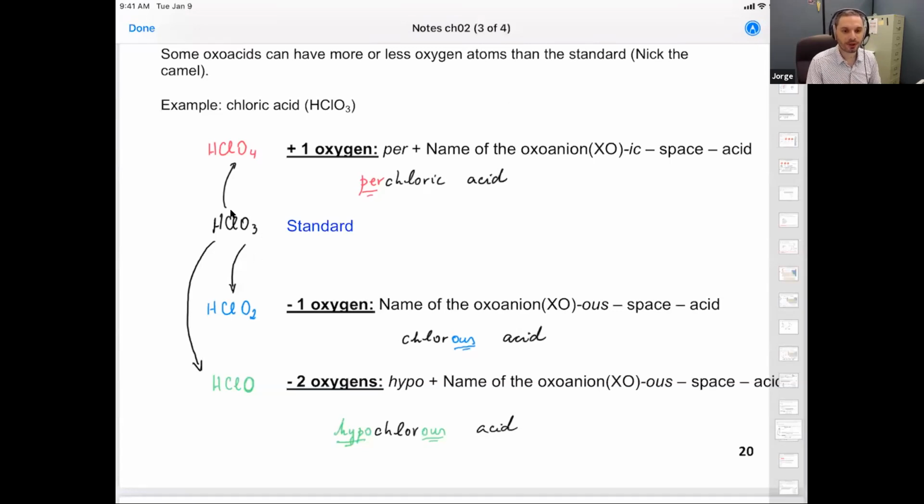Okay, so here you have HClO3. Therefore, the charge of the oxoanion is 1 minus. And even though you added 1 extra oxygen, the charge of the oxoanion is always the same. It's always 1 minus. So that charge is not going to be changed.